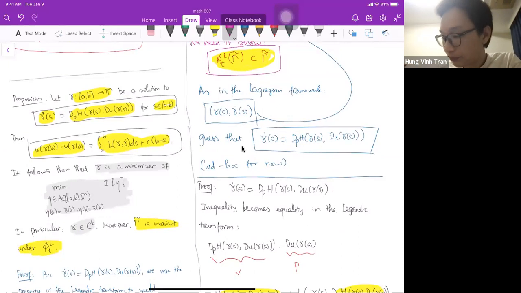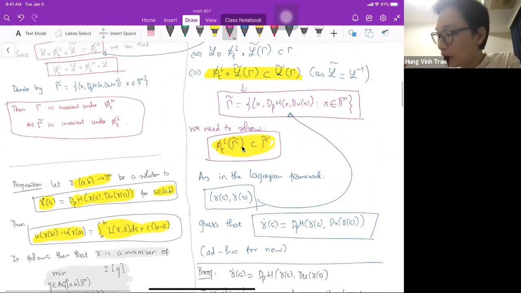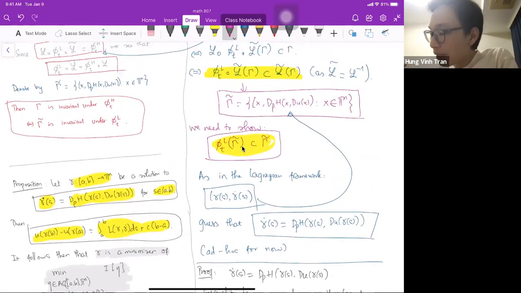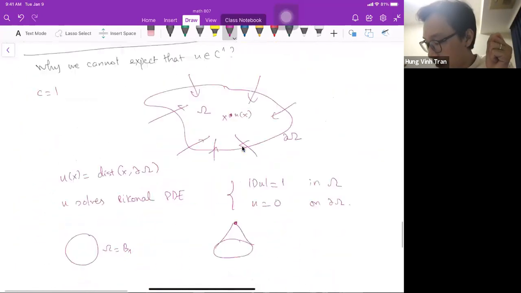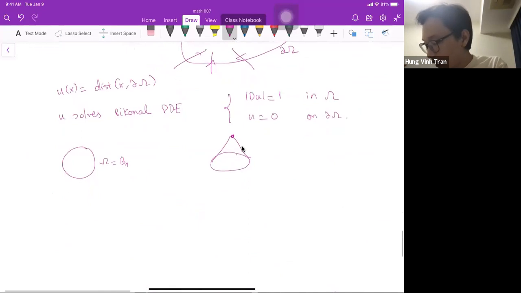And now, again, remember what do we need to prove? We need to prove that gamma tilde is invariant under the Lagrangian flow, right? So what do we mean by invariance under the Lagrangian flow? It is that you take a point x naught, v naught there, right? And then you run the Lagrangian flow. And the Lagrangian flow is, okay, maybe let me mention it down here.